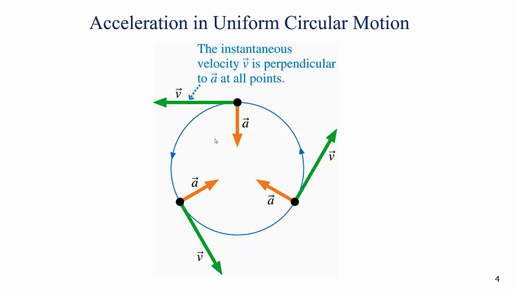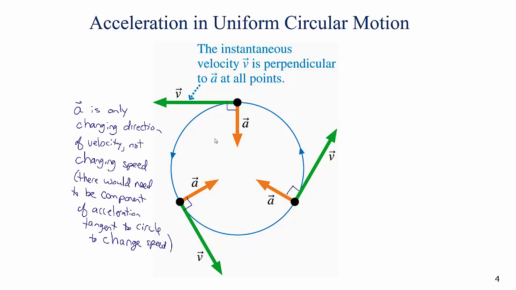So here, the instantaneous velocity vector will always be perpendicular to the acceleration if we're talking about uniform circular motion. The key thing that's happening here is this acceleration is only changing the direction of the velocity. It's not changing the speed of the object.